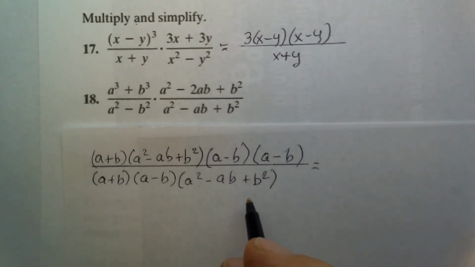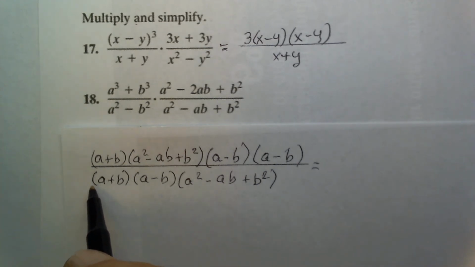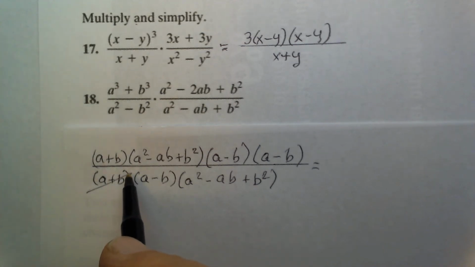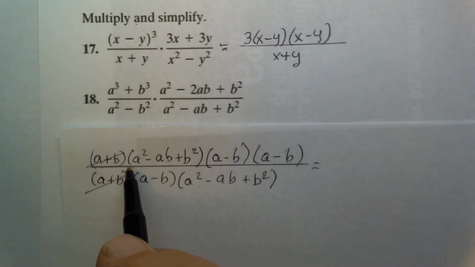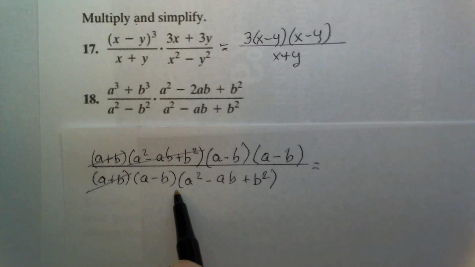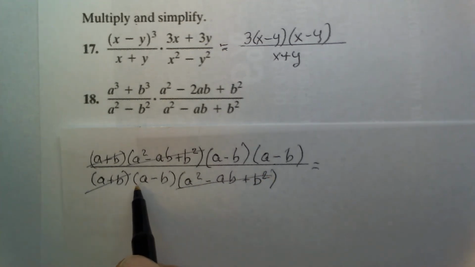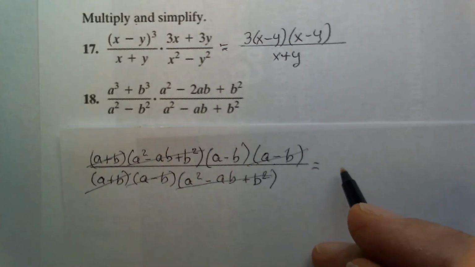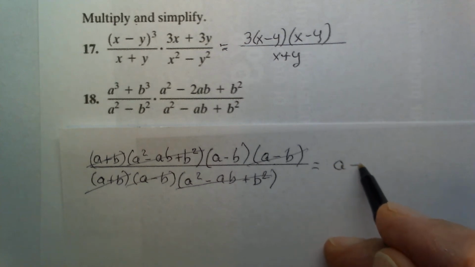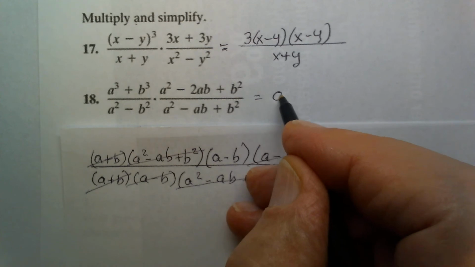Now let's look at some terms. For some terms we can cancel, and so we can cancel the a plus b against the factor a plus b, and we can cancel a squared minus ab plus b squared against this factor a squared minus ab plus b squared, and then we can cancel the a minus b against the a minus b, and what remains is simply a minus b. So in other words, the answer here is a minus b.